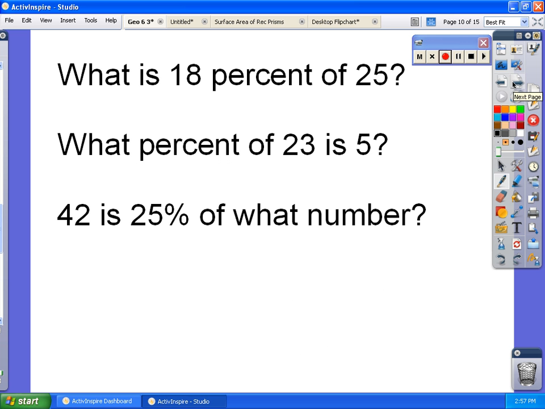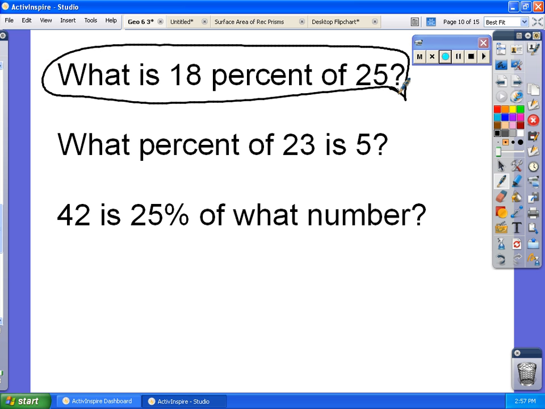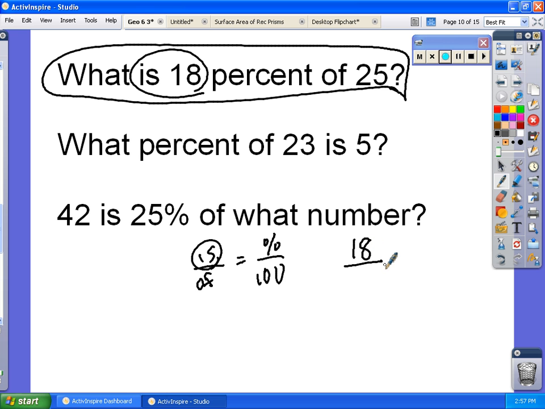First of all, the first problem we're going to do is this one right here. What is 18% of 25? Well, first of all, we set up our is over of equals percent over 100. In this case, it says, what is 18? So right away, I have the is, so I put the 18 above. Now, let's see if we have the of. Up here it goes. What is 18% up? You know what? I messed up on this because I didn't read, and I made a very careless mistake.